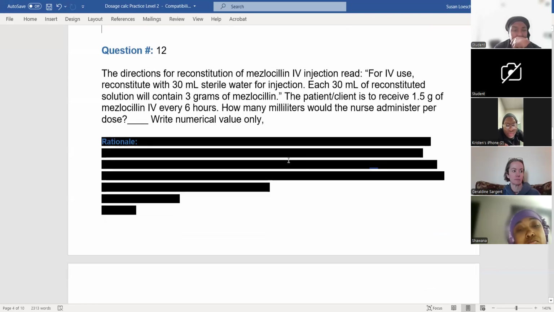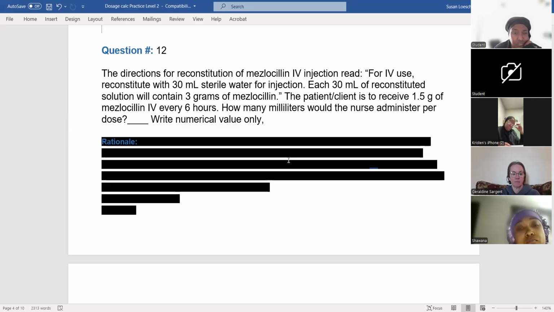Now, how many of you have ever reconstituted something? Amoxicillin will usually come this way. You have to put the powder in the container. You have to add water to it. If you do things like Rocephin, you'll have to reconstitute that. So when we reconstitute something, we add volume to it. Okay. So it can change the concentration.